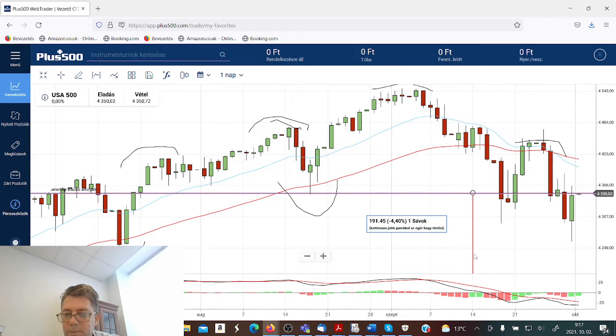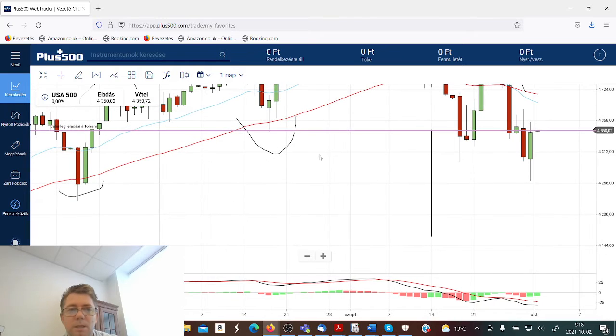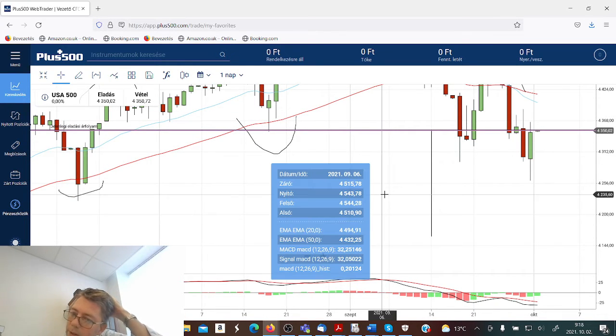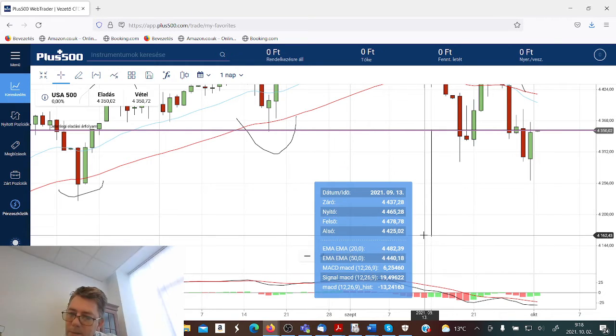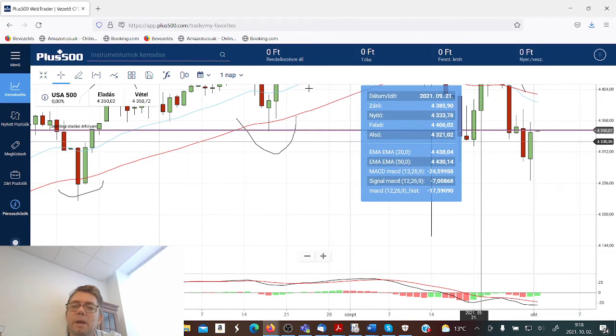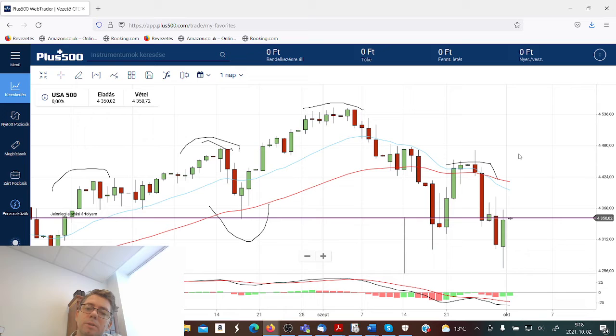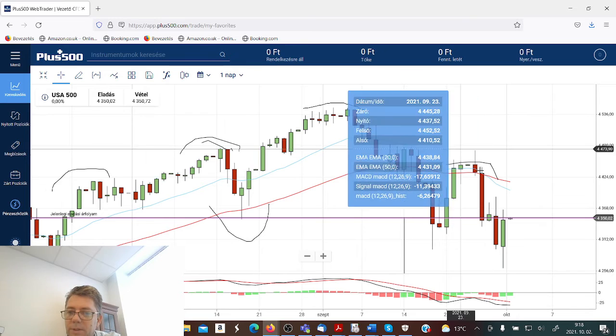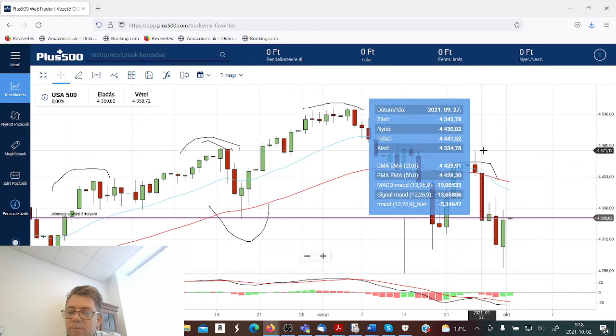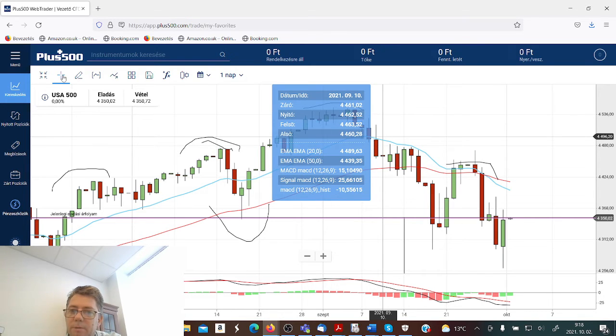So let's see. Let me show you. My price target is actually not 4,200, but 4,162. So around this level is my price target. In order for us to see the S&P 500 bullish again, we need to make a higher high, which we haven't done yet. So we need to get above this level of 4,470. We need to get above that level.